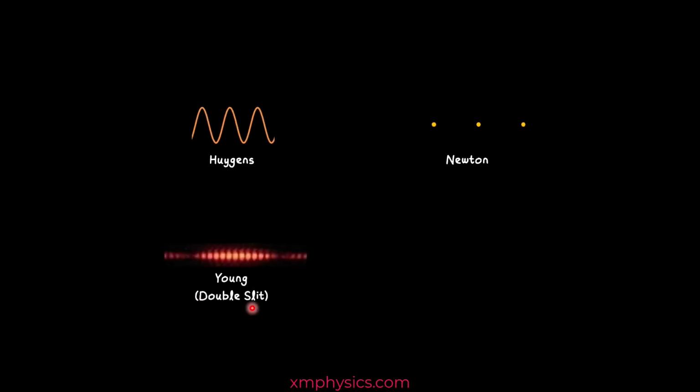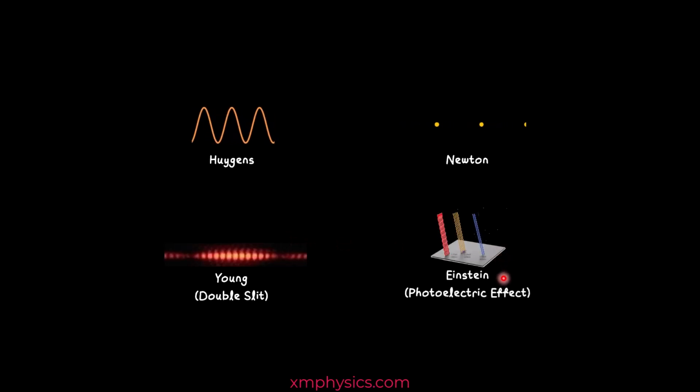Then Thomas Young showed everyone the double-slit interference pattern. And so for about 100 years, everybody believed that light is a wave. Then 100 years later, Einstein used the photoelectric effect to convince everyone that light is after all a stream of particles. So what is light? Is it a wave or a stream of particles? Before we answer this question, let's figure out what is the photoelectric effect first.